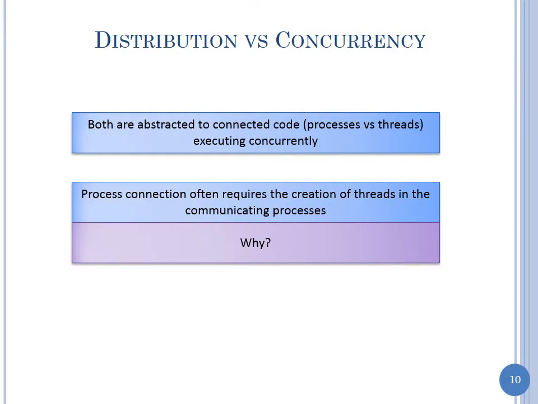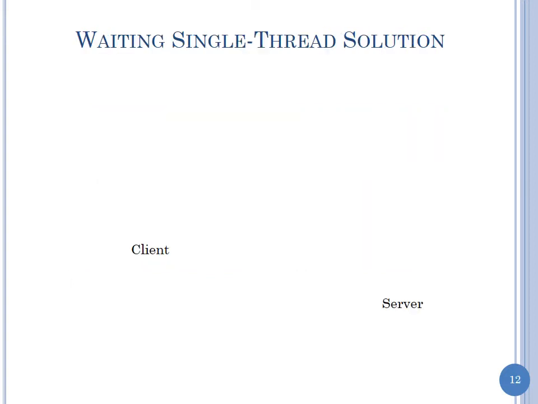We have this statement that processes often require the creation of threads in the communicating processes. So, my question to you. As you guys said, the network may be slow, and you want to do other work while waiting for messages from the network, and that other work could involve doing the main work of the process, which could be, in our example, just handling the local user. There's a local user active there. So, let's get more specific here.